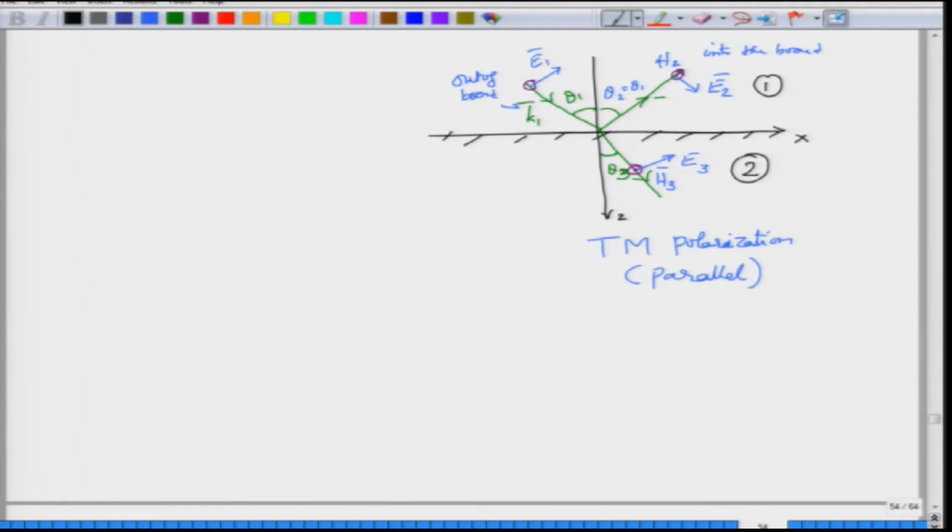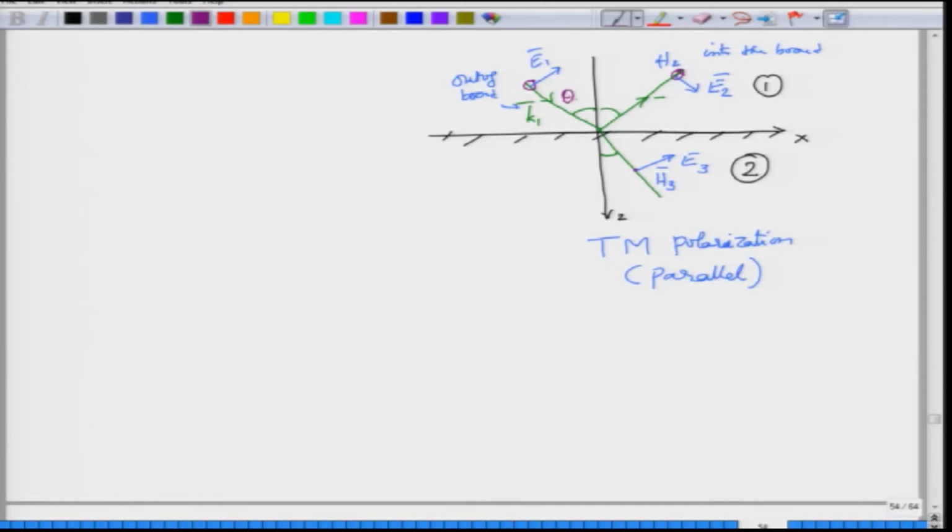Now, before we write down this set of equations, we are going to make a small change in the notation. Because we know theta 2 and theta 1 are essentially equal to each other, we are going to rename the angles.